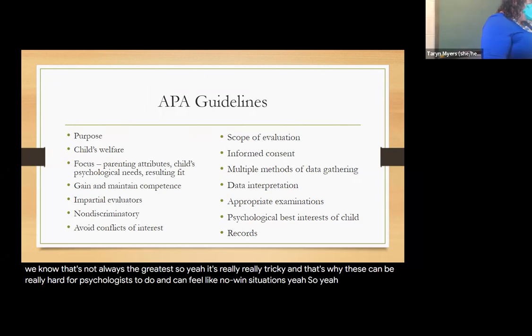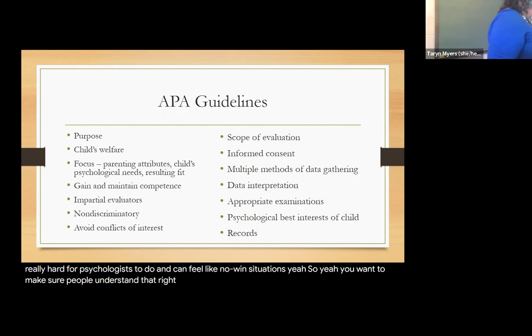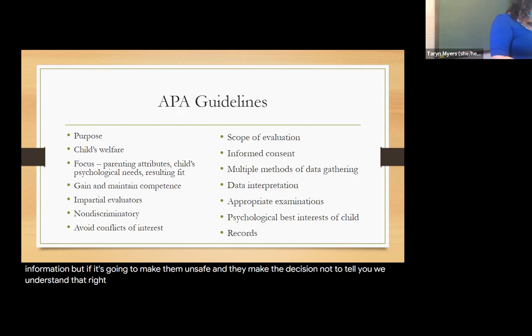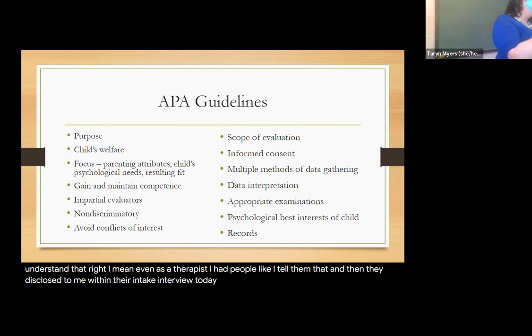So yeah, you want to make sure people understand that, right? Because you don't want them to lie or withhold information, but if it's going to make them unsafe and they make the decision not to tell you, we understand that. Even as a therapist, I've had people who I tell that, and then they disclose to me within their intake interview that they abused someone. And I'm like, okay, wait, remember that talk we had?